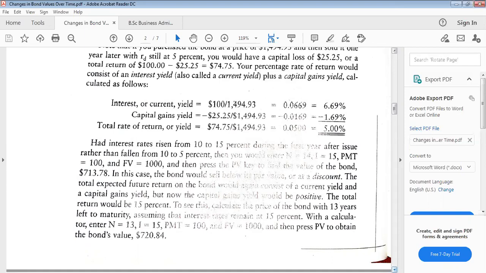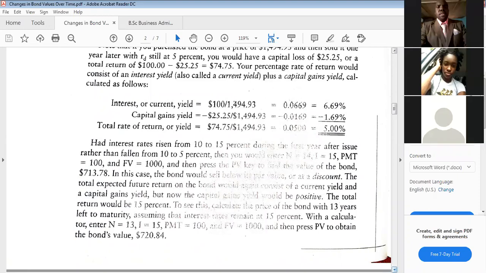In this case now, the bond would sell below its par value, or at a what? Discount. The total expected future return on the bond would again consist of a current yield and a capital gains yield, but now the capital gains yield would be positive. But the total return would be 15%. To see this, calculate the price of the bond with 13 years left to maturity, assuming that the interest rate is 15%.